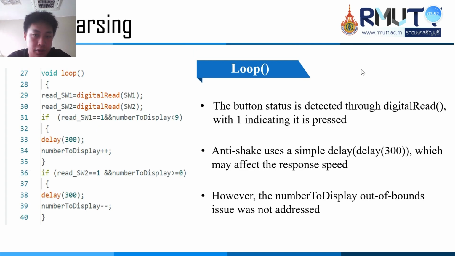Okay, let's see the loop function. The button status is detected through digitalRead, with 1 indicating pressed. Anti-shake uses a simple delay of 300, which may affect the response speed. However, the out-of-bounds issue of the displayed number was not addressed.